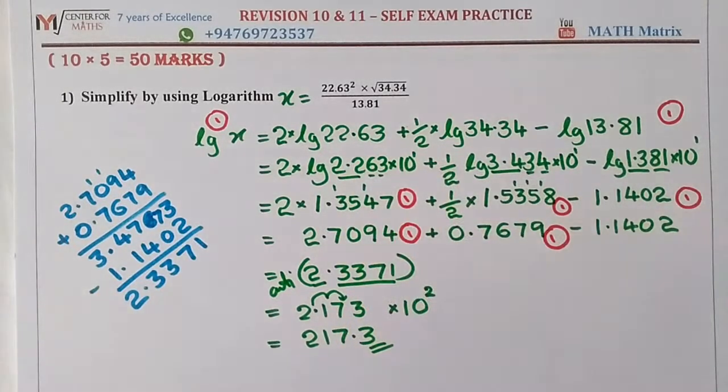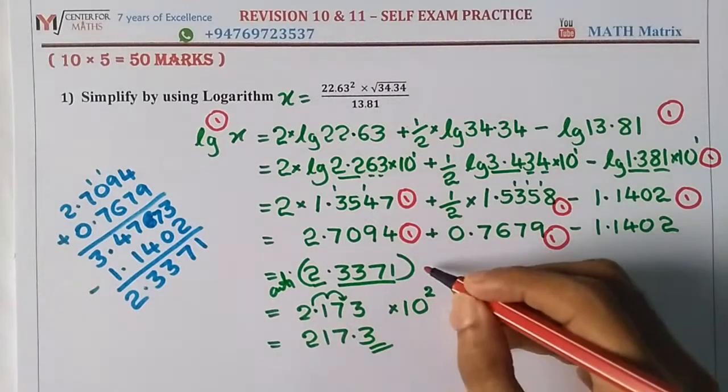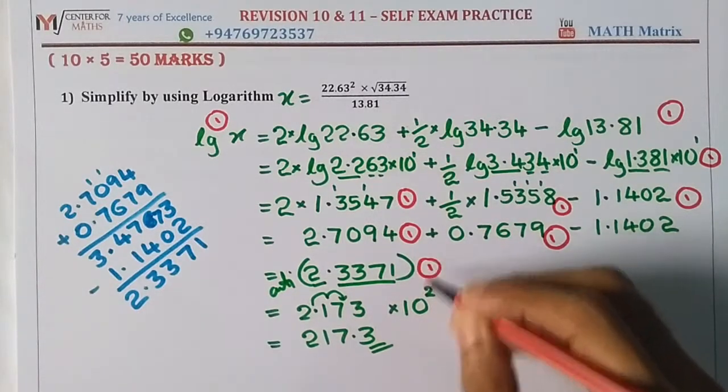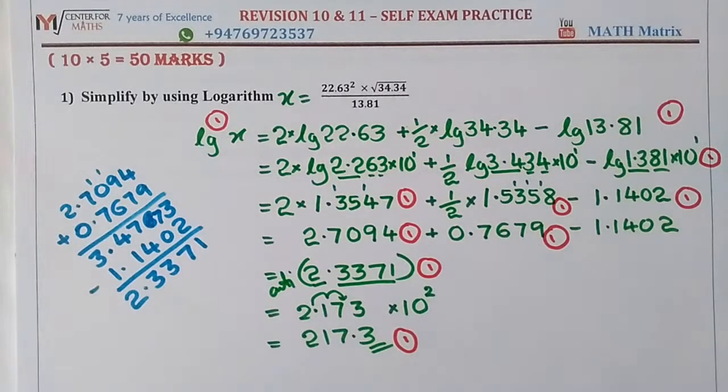Wait, for this whole line we have to give 1 mark. It's not compulsory, but it's okay, fine, right? And for finding the logarithms, for the simplification of this, 1 mark, and for the final answer again 1. So altogether 10 marks.